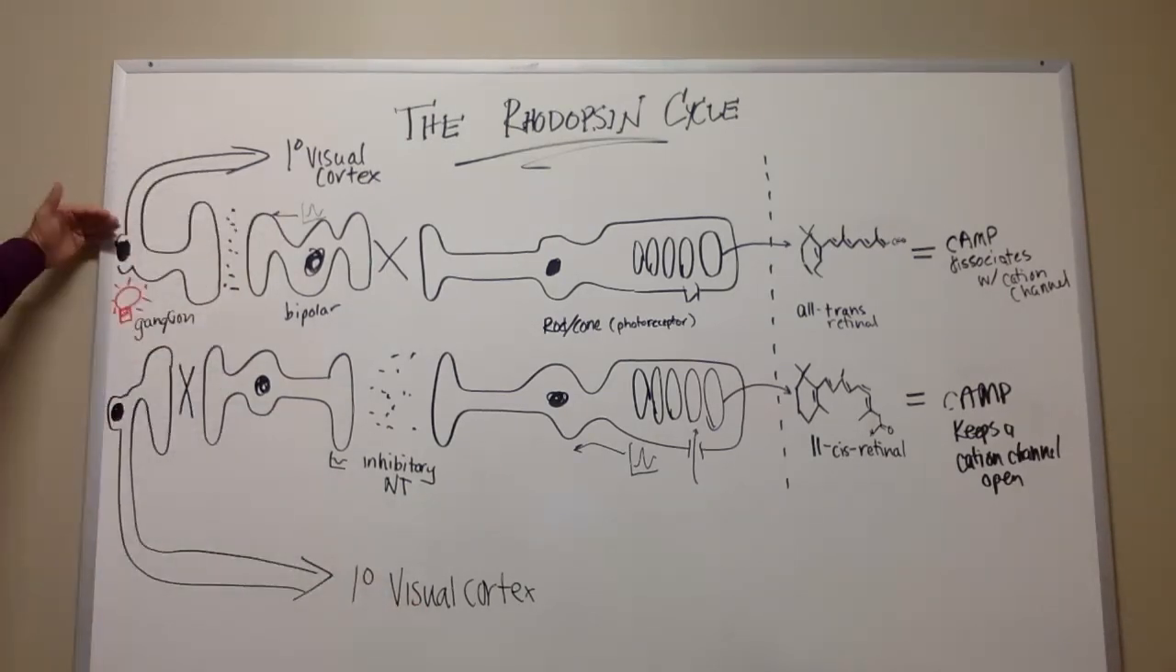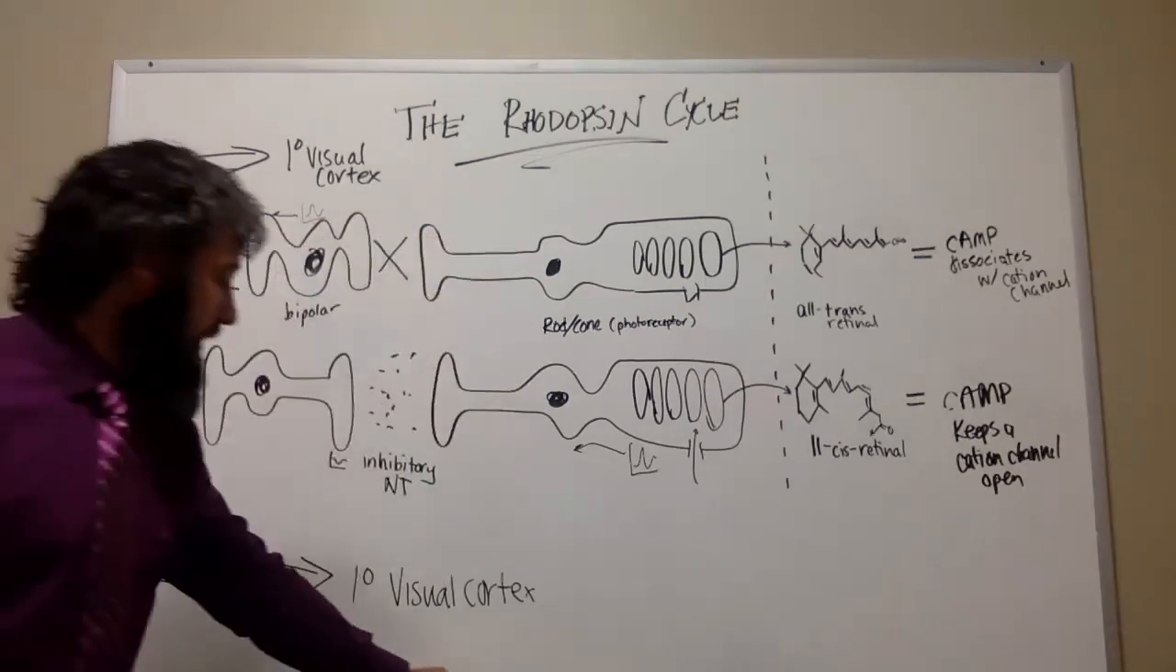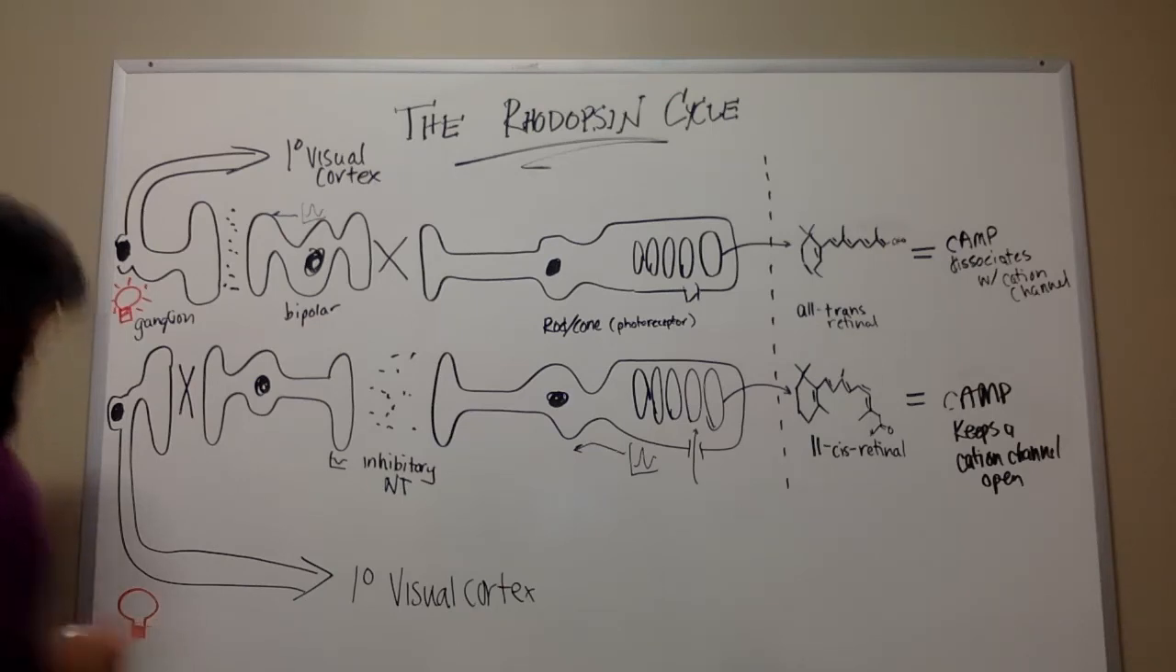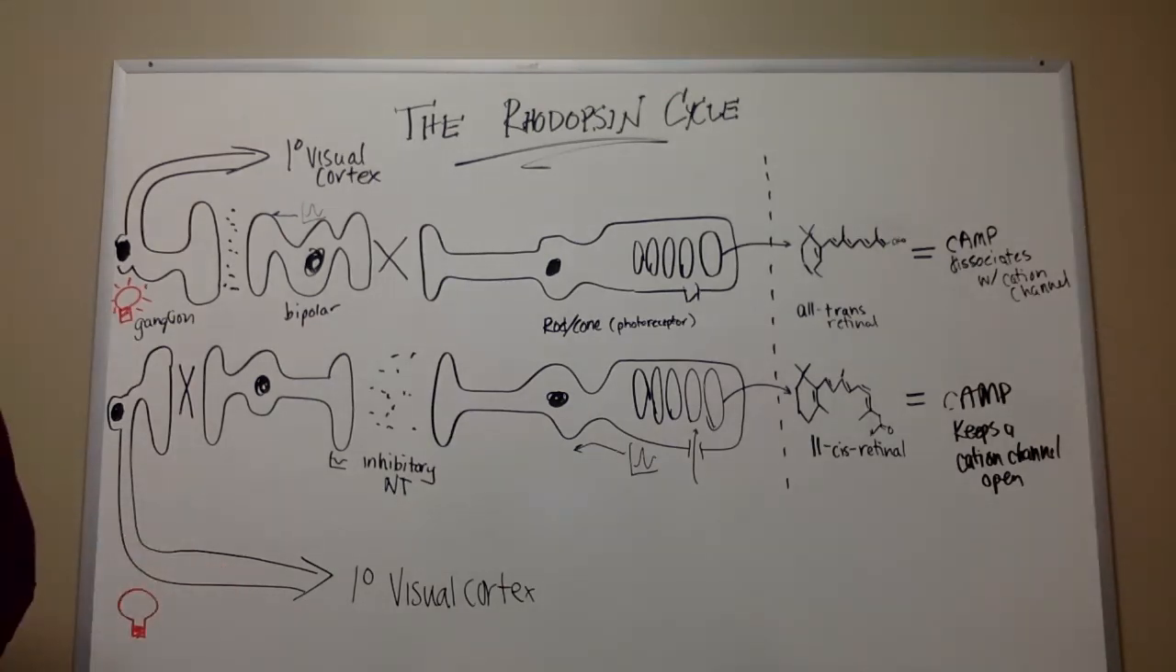So in the light, we have the top. In the dark, we have the bottom. This is the rhodopsin cycle.